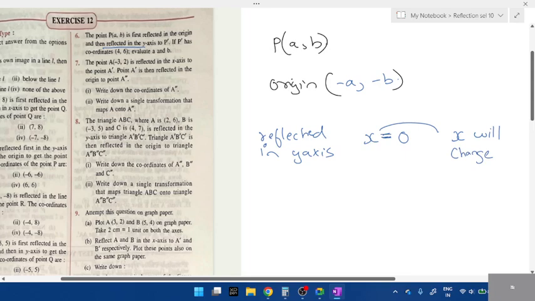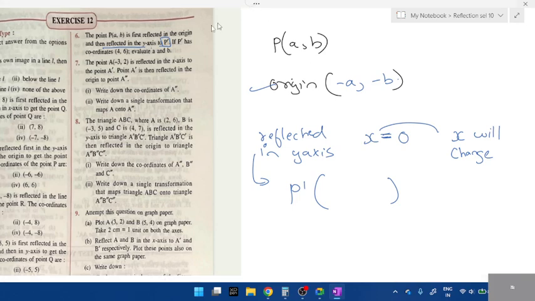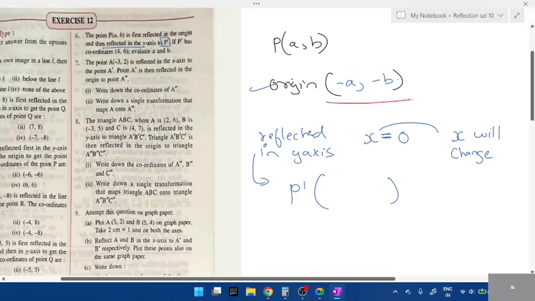So first P was A and B. In origin, it became minus A and minus B. Fine. Next, what is the name given? In y-axis, what is the reflection name given? P dash. Okay. With respect to this, give me the answer. X sign will change. Minus A becomes A, minus B remains as it is.